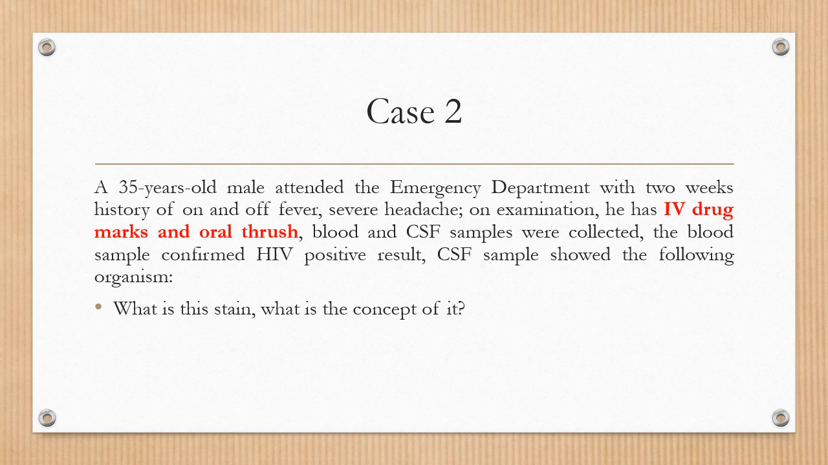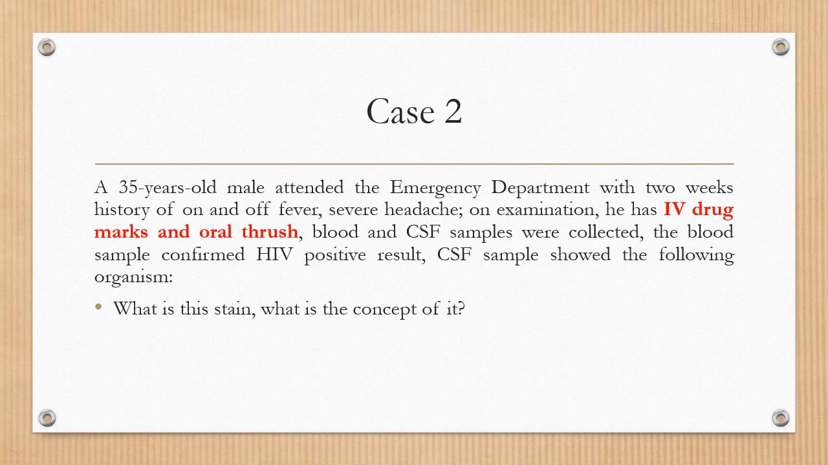So oral thrush, I showed you the slide in the lecture, shows a growth of a white coat on the tongue and the mucosal surface as well. And then blood and CSF samples were collected, and the blood sample confirmed HIV positive results. So actually we don't test for HIV from a standard blood test unless it is highly suspicious. That's why he has been tested for it, because of the IV drug marks. So you already know that you have a risk factor that this patient might have HIV.